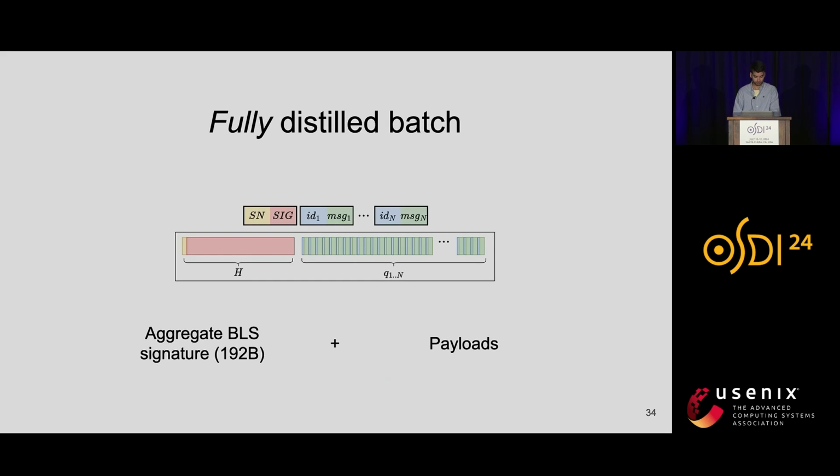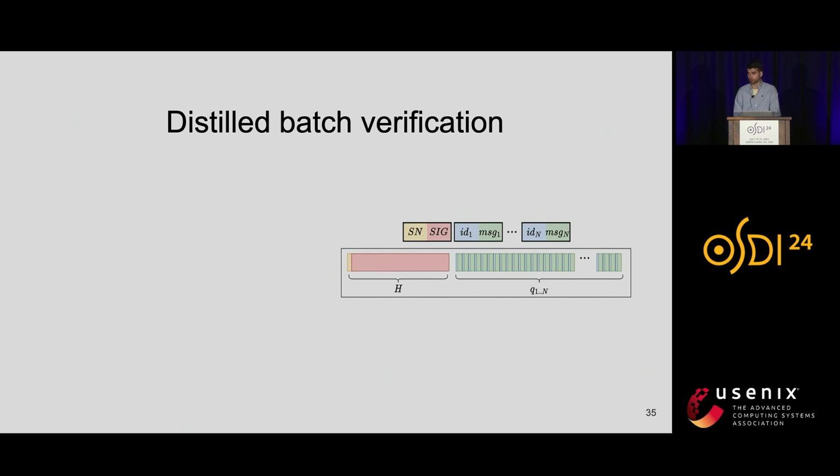So what does a fully distilled batch look like? Well, essentially, it's an aggregate BLS signature, 192 bytes, and payloads. I'm omitting some small details here when it comes to sequence numbers, but really the signature part is the heavy part here.